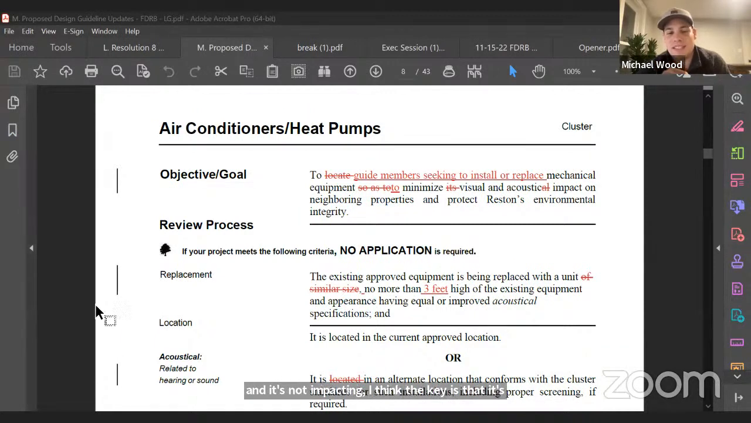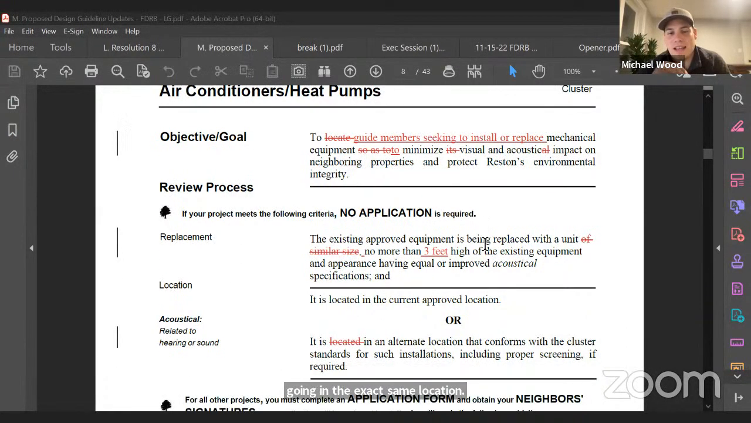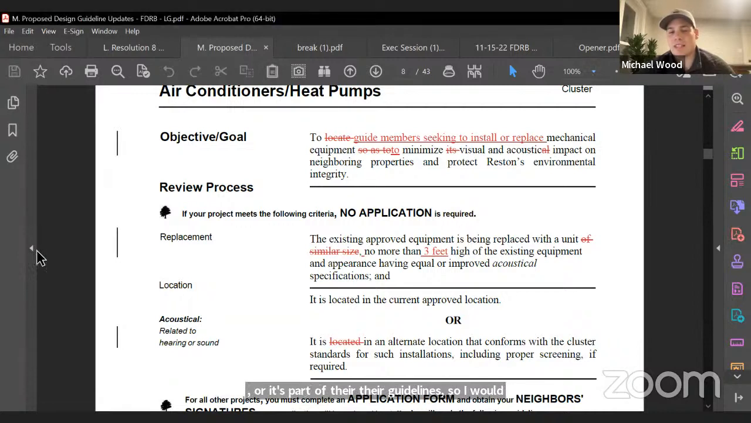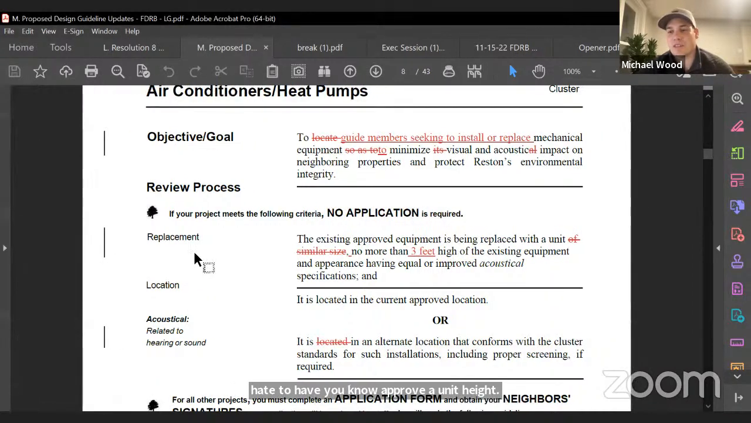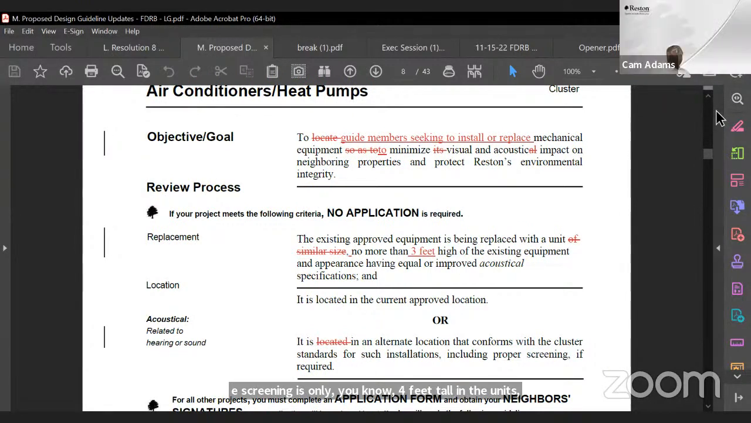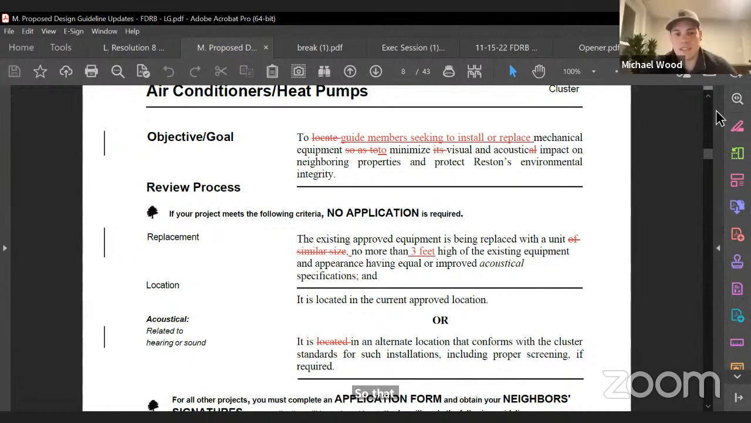And if there's existing screening on it, that screening would need to be extended or proven that it's still screening the new unit if there's no application required. I know a lot of clusters or townhouses do have screening around their HVAC units, or it's part of their guidelines. So I would hate to approve a unit height and then the person replaces it, and the screening is only 4 feet tall and the unit's 5 feet tall. Sure, that makes sense. So we'll rework it and bring it back. That gets a little confusing, but yeah.